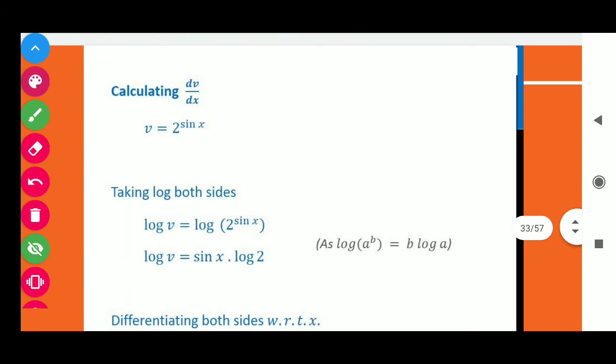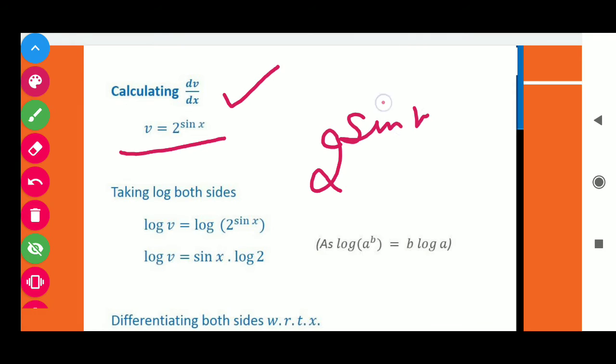calculating dv over dx, and here v is 2 raised to power sin x. This is very simple because we have a formula for this: 2 raised to power sin x as it is, and derivative of sin x is cos x. You can see here, you can apply the formula to 2 raised to power sin x. And so students, this is an alternate method.